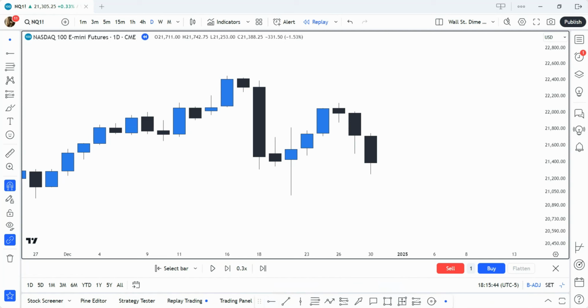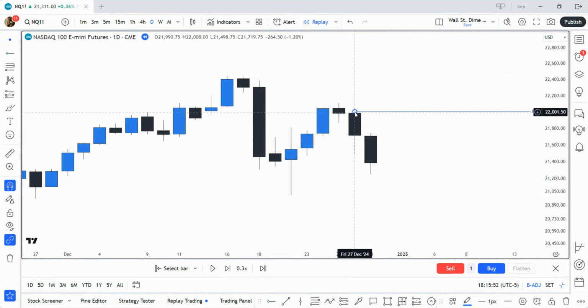So I'm going to use a horizontal ray and I have a template for previous day high, and I'm going to mark out previous day high. Previous day high is here. So this chart represents Monday, December the 30th at 7:30 in the morning. And so if it's 7:30 in the morning, I'm on this candle. This is today's candle, Monday the 30th. So this is the previous day.